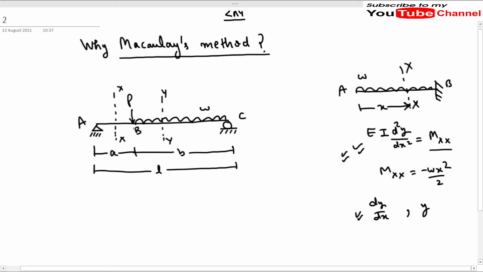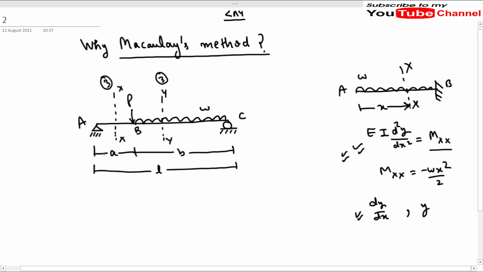Okay, understand? Now what we have done in our double integration method, we have taken these two sections, we have written three equations for the xx section, and three equations for the yy section. Then we have a total of 6 equations and we had 4 constants C1, C2, C3, C4. So we have to find out those 4 constants, then finally we will get the values of deflection and slope at any point in the beam.